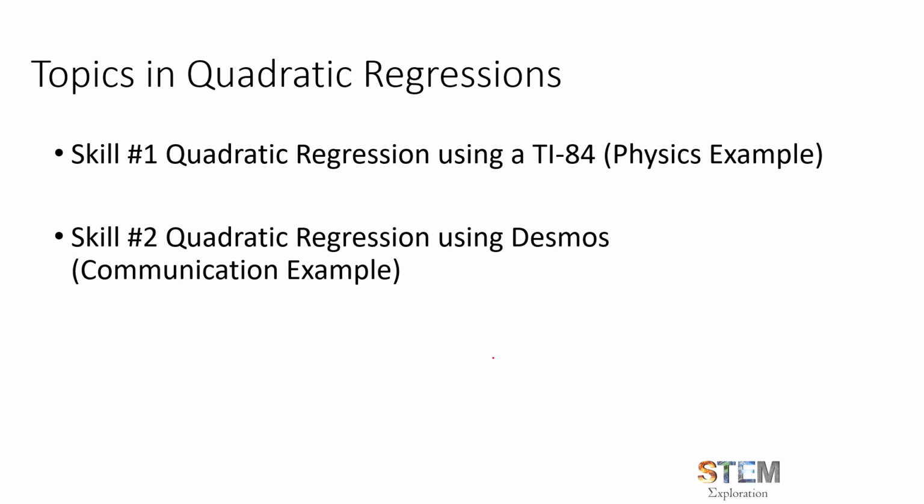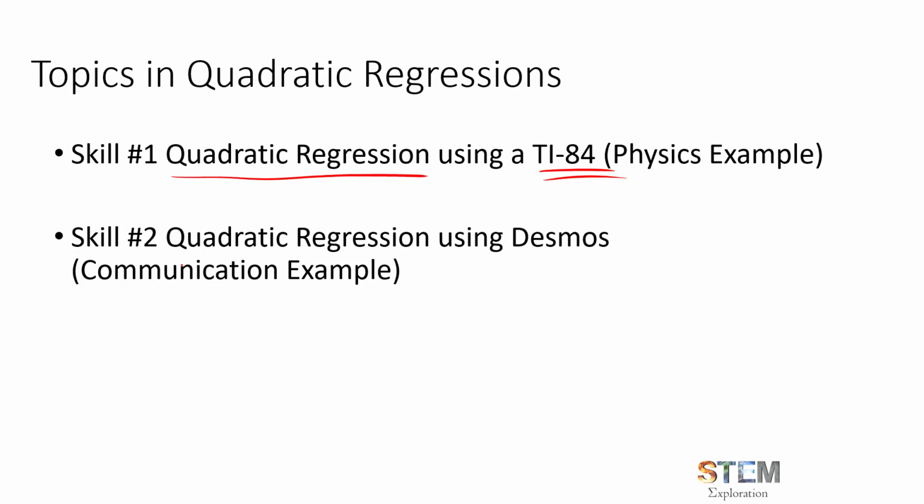Today I'm going to talk about quadratic regressions. Specifically, in this video I'm going to go over how to do a quadratic regression using a TI-84 emulator with a physics example. The second skill is how to do a quadratic regression using Desmos. If you are using Desmos as your graphing technology, skip to skill 2 and walk through that example, take some notes about how to do these regressions, and then with those notes, follow along with skill 1 to get yourself acclimated with how to use the technology.